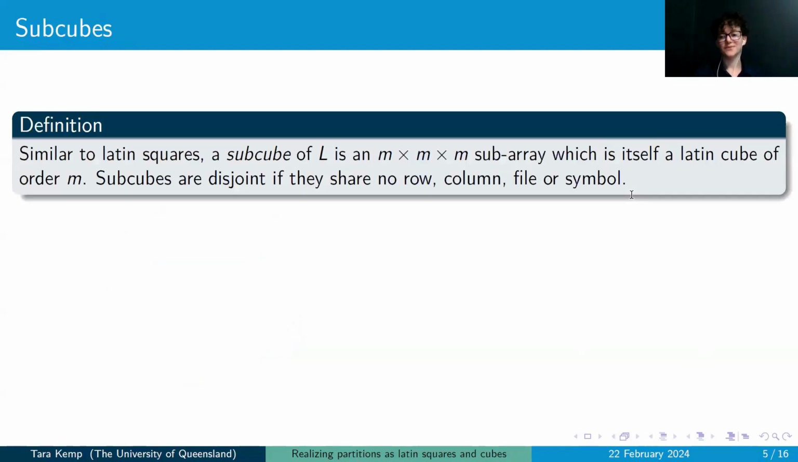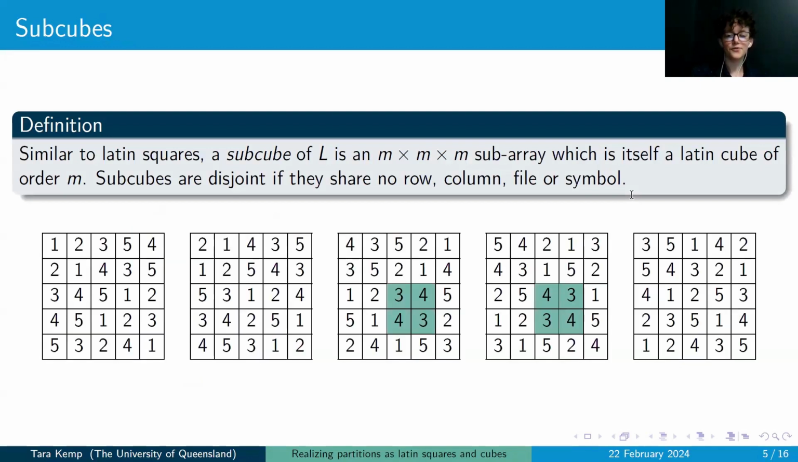Just like with squares, we can take a subcube, which is again just a smaller cube within a Latin cube. Here is an order 5 Latin cube with an order 2 subcube. You can see the 5 Latin squares that make up the 5 layers of the cube, and then the 2 smaller squares which make up the 2 layers of the subcube. So we've got Latin squares and subsquares, Latin cubes with subcubes.